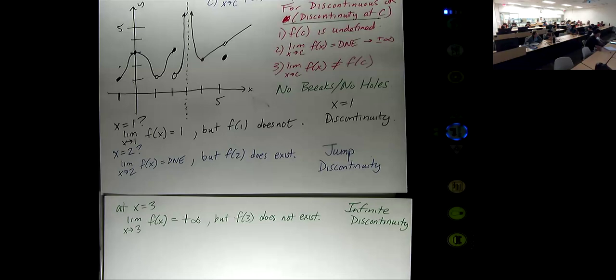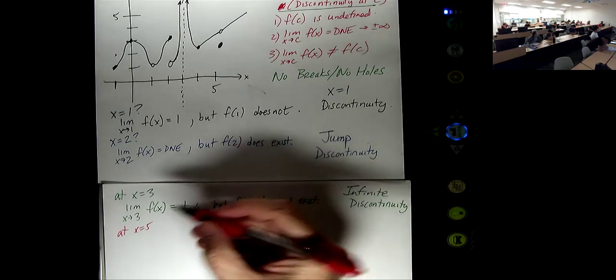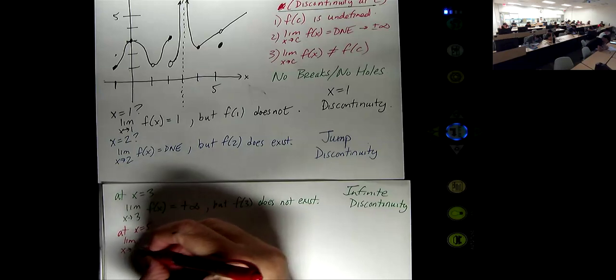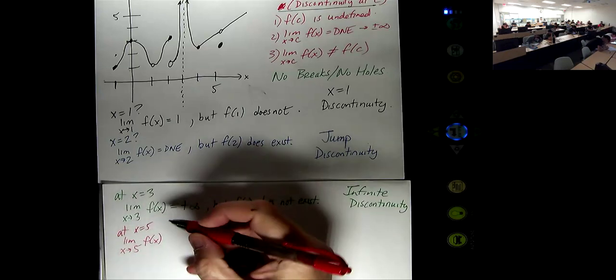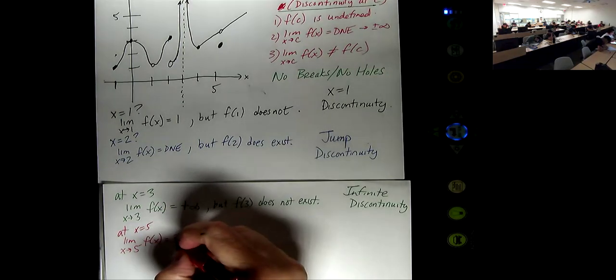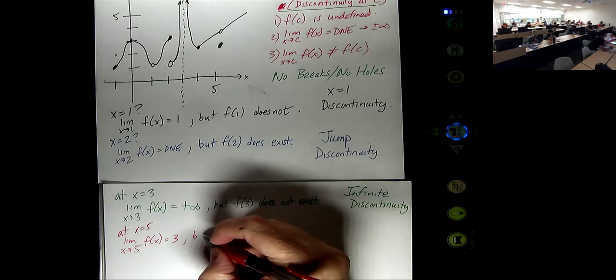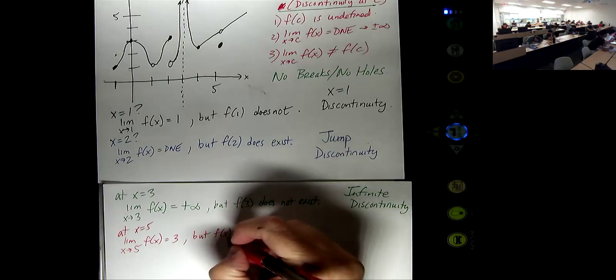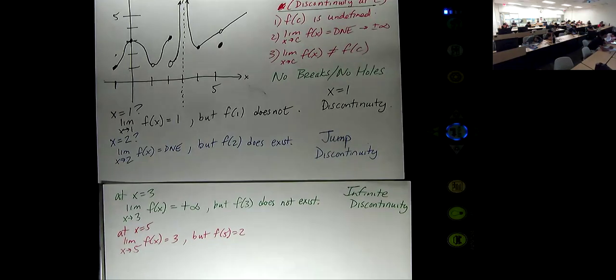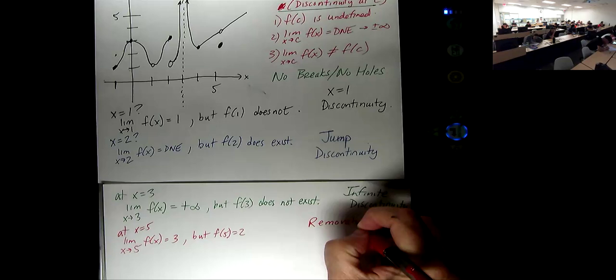And then at x equals 5, this is a weird one. The limit as x approaches 5 of f of x looks like 3, but f of 5 equals 2. This is just a hole in the graph with a point somewhere else. They call this a removable discontinuity.